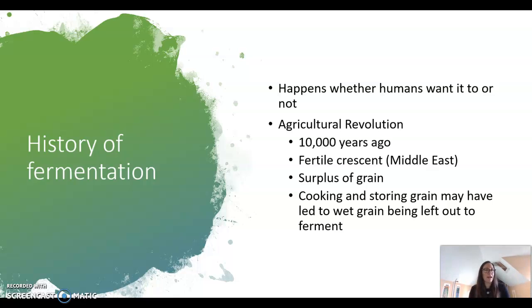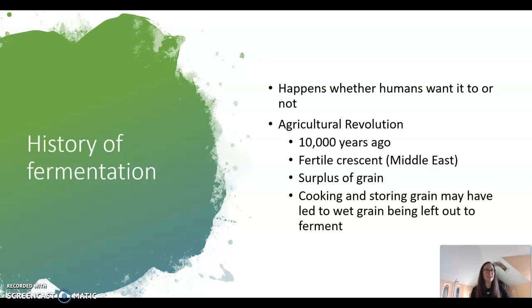And some of the grain and crops got left in a wet environment and kind of either molded or fermented, depending on the type of environment it was in. So this is what we think of as the start of fermentation in our history, in human history.